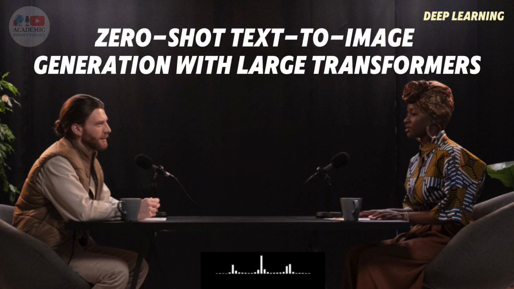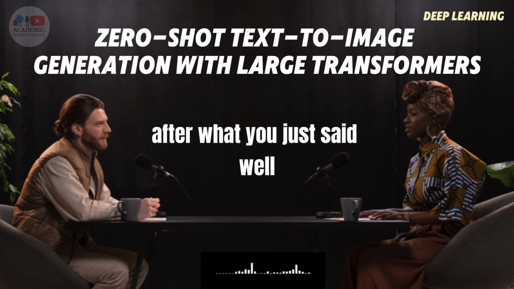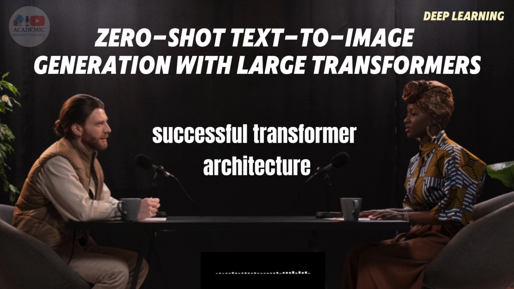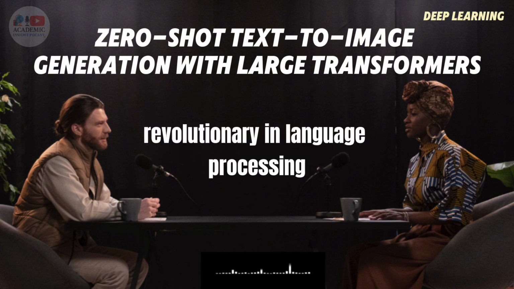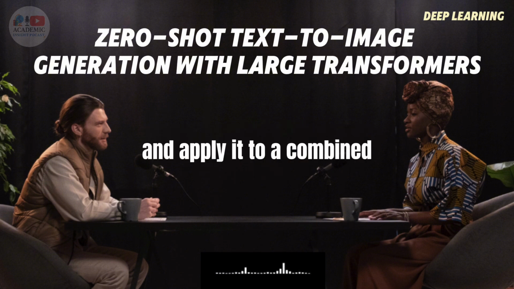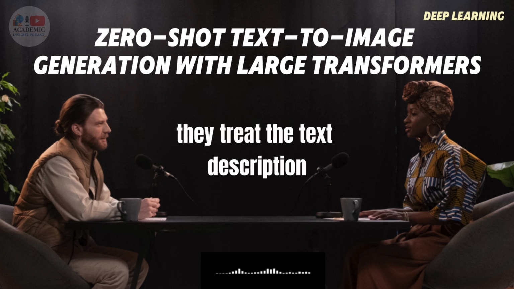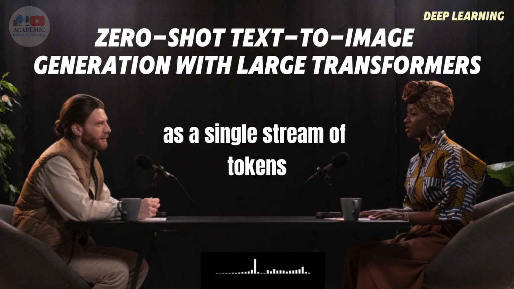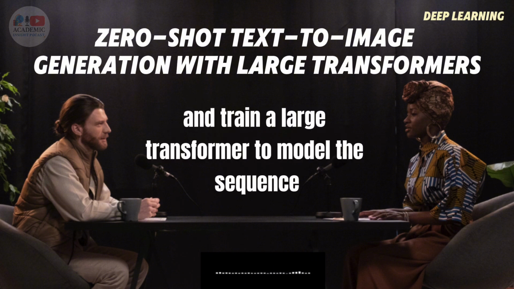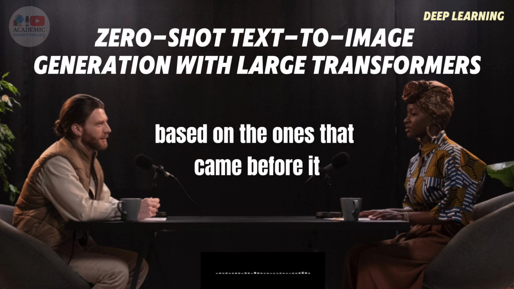Which brings us to their proposed approach, which they describe as simple, which sounds almost counterintuitive after what you just said. Well, simple in concept, maybe. The idea is to adapt the successful transformer architecture, which has been revolutionary in language processing. Sure, everywhere in NLP. And apply it to a combined sequence of both text and image data. They treat the text description and the visual representation of the image as a single stream of tokens. Okay. And train a large transformer to model this sequence autoregressively, predicting each token based on the ones that came before it.